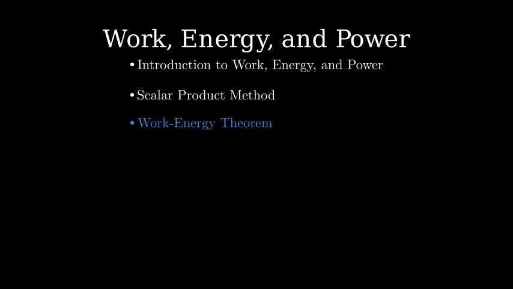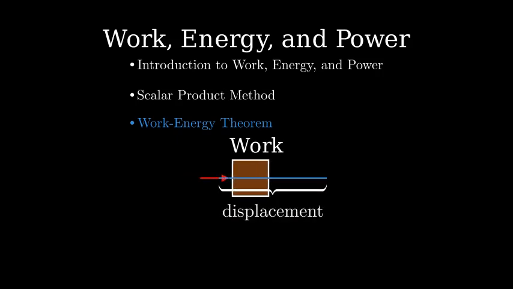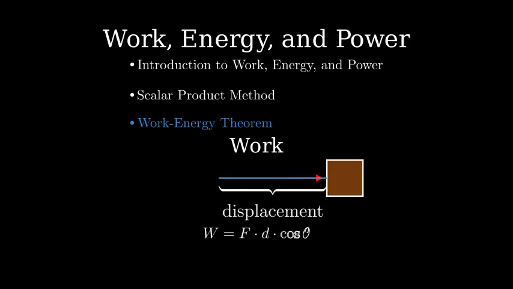Finally, we'll derive and explore the work-energy theorem, which relates work done on an object to its change in kinetic energy. Let's begin with the concept of work. In physics, work is done when a force causes an object to move some distance. Mathematically, for a constant force, work is defined as the product of the force in the direction of displacement times the displacement. Let's understand this with some examples.